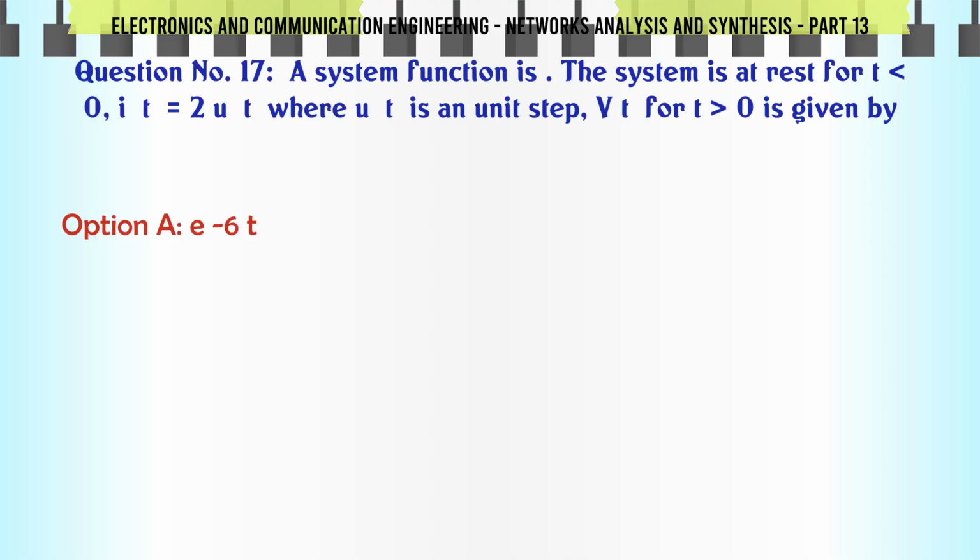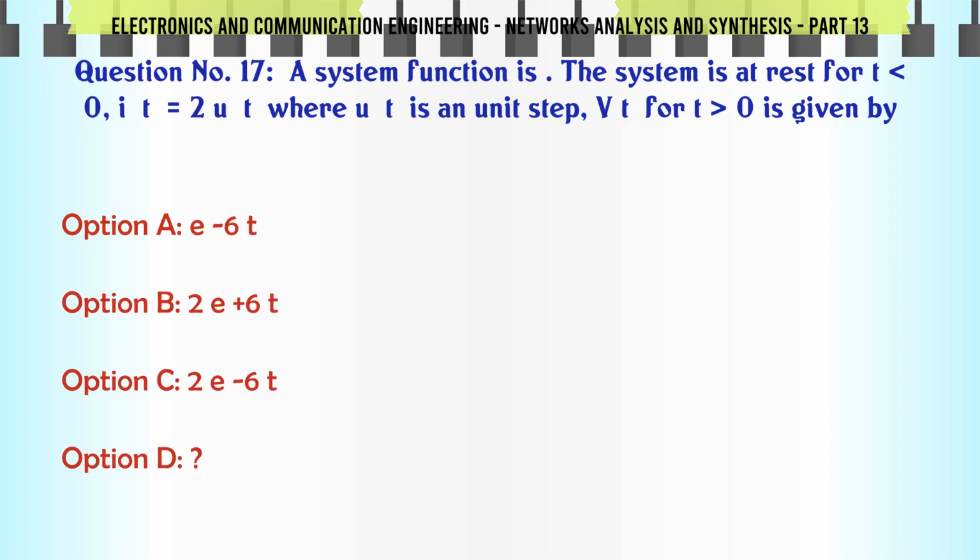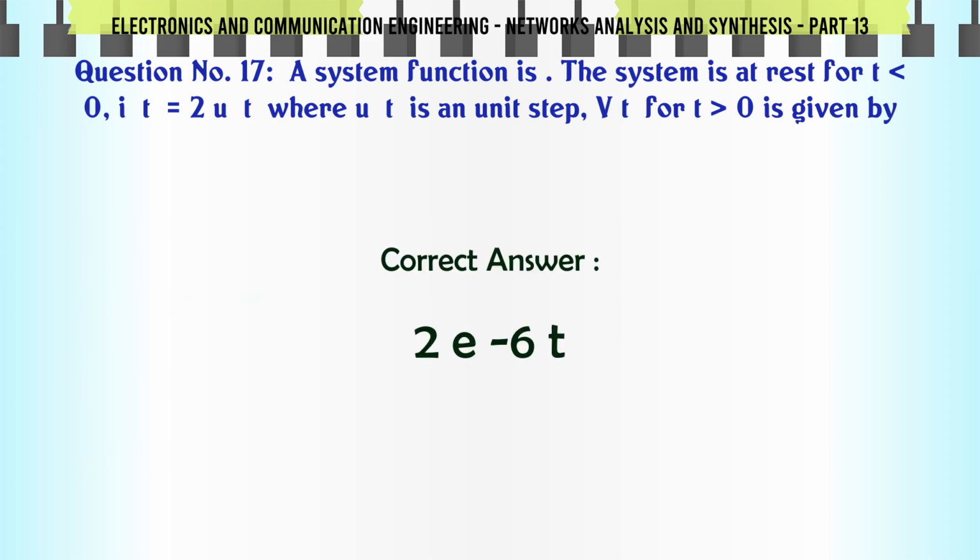A system function is given. The system is at rest for t < 0, i(t) = 2u(t) where u(t) is a unit step. v(t) for t > 0 is given by A, B, C, D. The correct answer is 2e^(−60t).